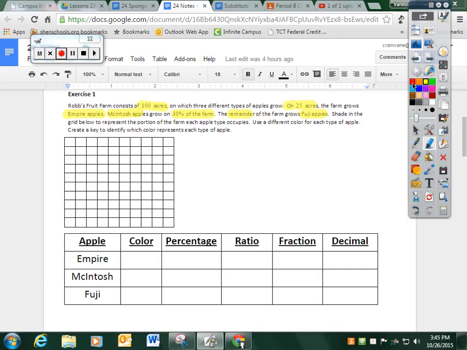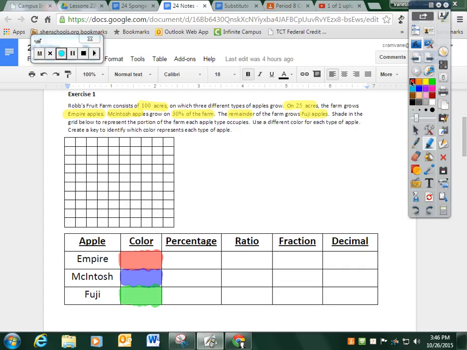Okay, this is fun. I am going to make Empire the color red. I'm going to make Macintosh the color blue. And I'm going to make Fuji green. Then I'm going to work on the main objective of this lesson. I am going to convert percentages to ratios, fractions, and decimals. So the first one is Empire apples. That is grown on 25 acres.